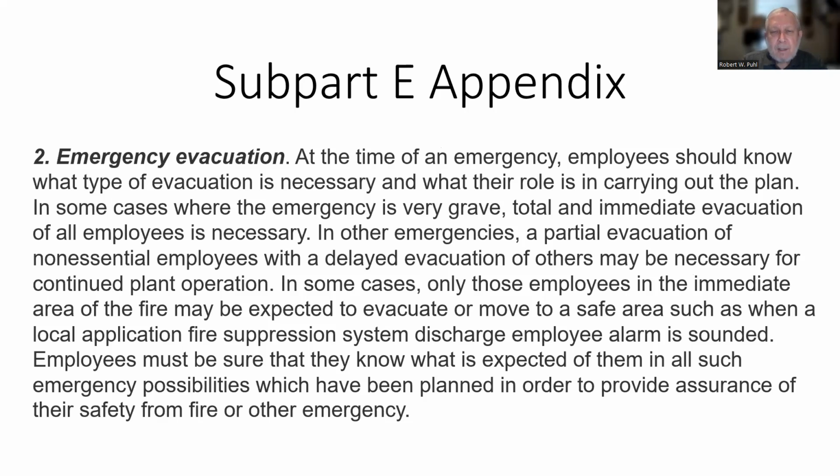Emergency evacuation. At the time of an emergency, employees should know what type of evacuation is necessary and what their role is in carrying out the plan. In some cases, where the emergency is very grave, total and immediate evacuation of all employees is necessary. In other emergencies, a partial evacuation of non-essential employees with a delayed evacuation of others may be necessary for continued plant operation. In some cases, only those employees in the immediate area of the fire may be expected to evacuate or move to a safe area, such as when a local application fire suppression system discharge employee alarm is sounded.